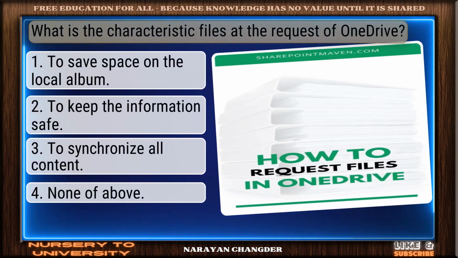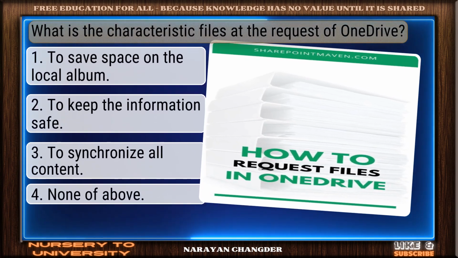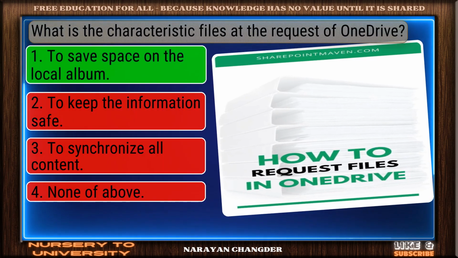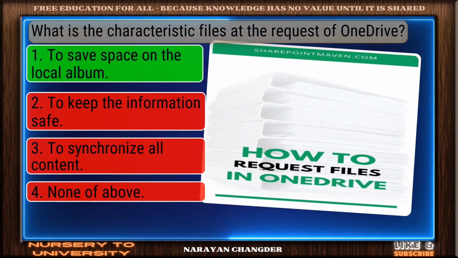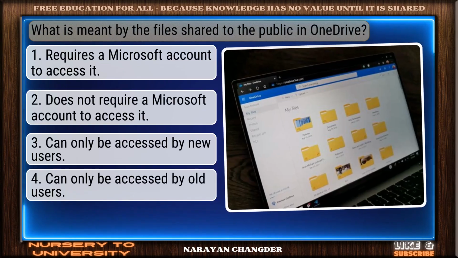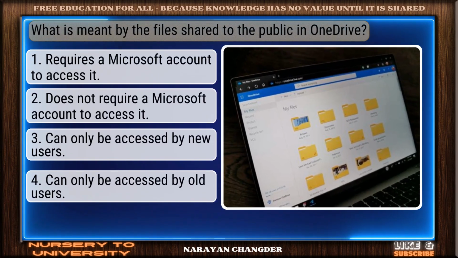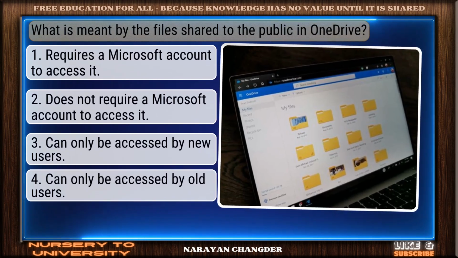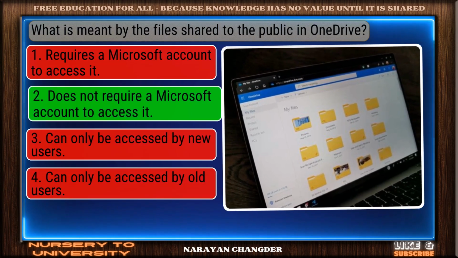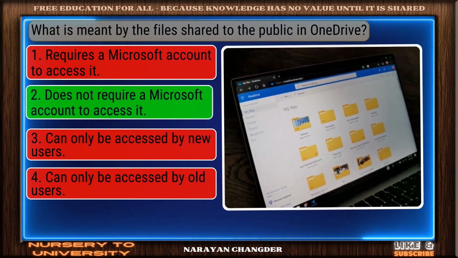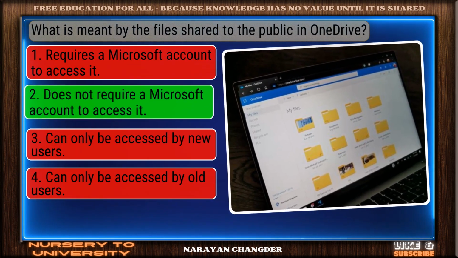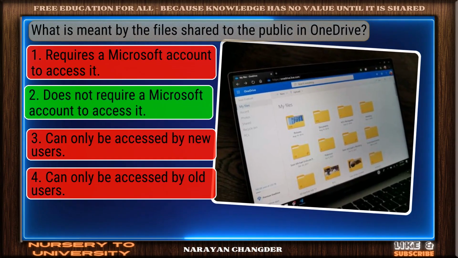Question number 23. What is the characteristic files at the request of OneDrive? Solid response. To save space on the local album is a valid choice. Question number 24. What is meant by the files shared to the public in OneDrive? Nicely done. Does not require a Microsoft account to access. It is a solid answer.